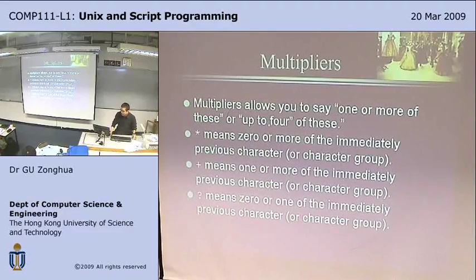Multipliers allow you to say one or more, or up to how many. So star means 0 or more of the immediately previous character, or character group if you have parentheses. So if you say A star, it means 0 or more A's. Dot star means 0 or more of any character. So plus means 1 or more of the immediately previous character. Question mark means 0 or 1 of the immediately previous character.